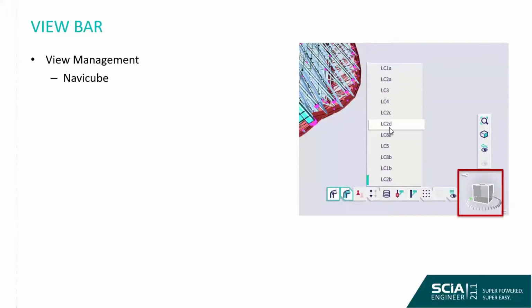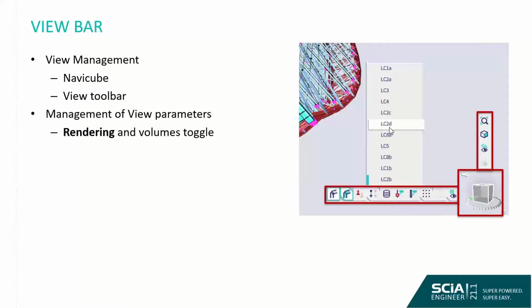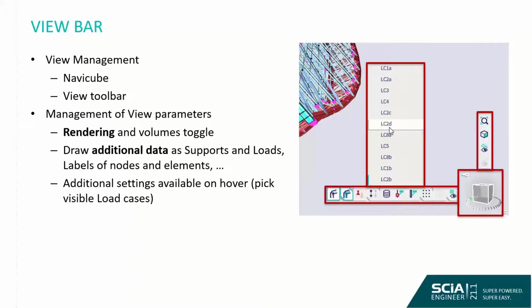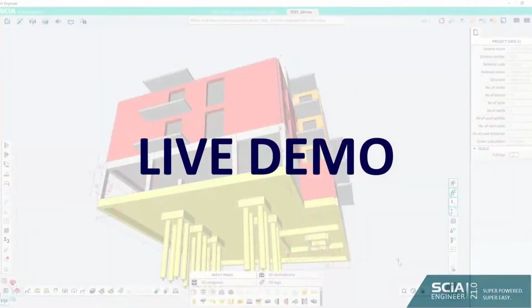One of the last basic components is the view bar. And as I mentioned before, it's used for view management. So you can manage the angle, for example, using the Navicube, but you can also change settings of what is rendered, whether you want to draw your supports, loads, labels for nodes, labels for elements, etc. There are multiple of the most used features. And for example, for the additional settings of visible load cases, you can just pick a load case you want to see and it is displayed.